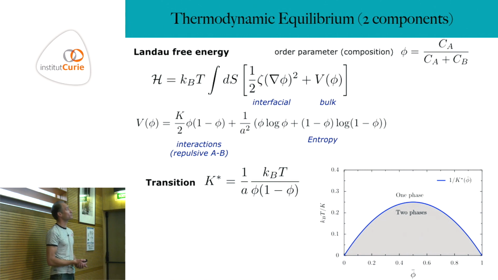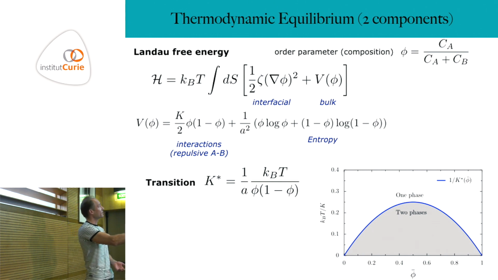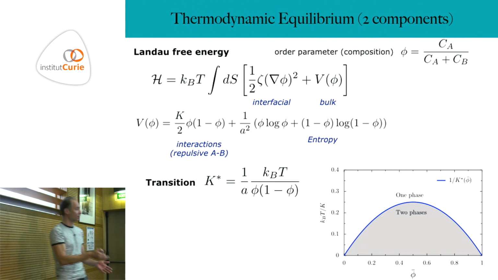Well, one easy way to describe this is to do a sort of mean field model, where you say that you have two components, and phi is the fraction of one component in the membrane. You write a Hamiltonian or a free energy that includes bulk energy terms, which have some entropy contribution and some interaction contribution, and it also has an interfacial term that tells you that if you change the composition abruptly, this is going to cost some energy.